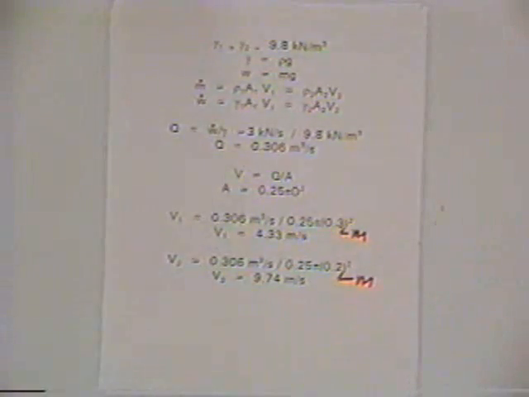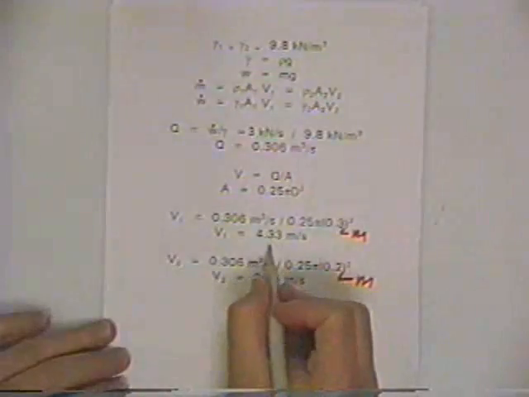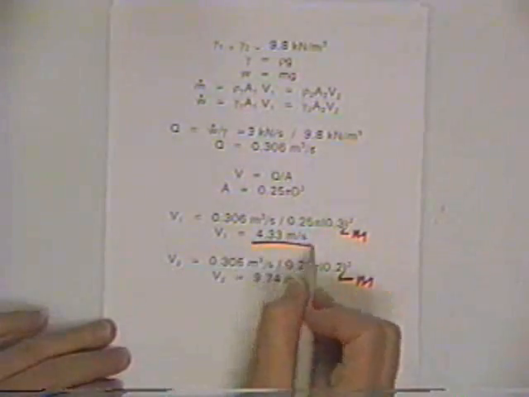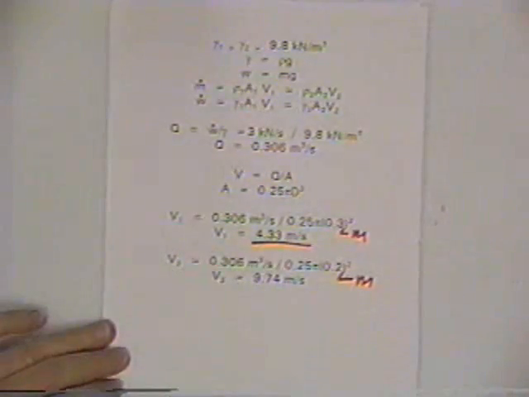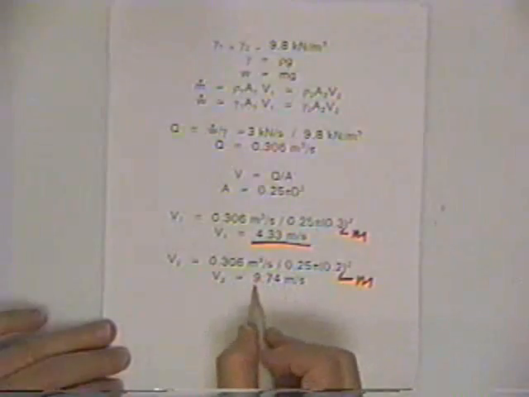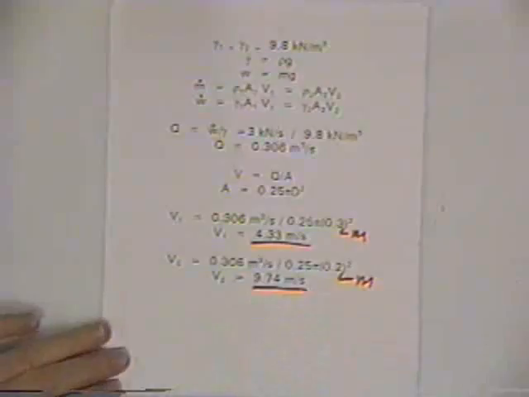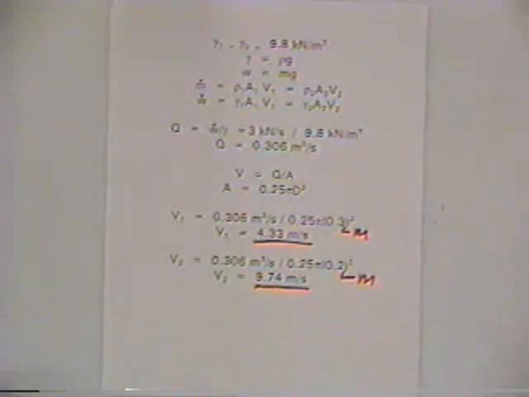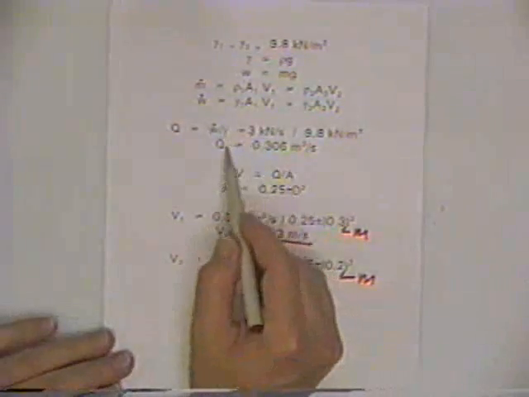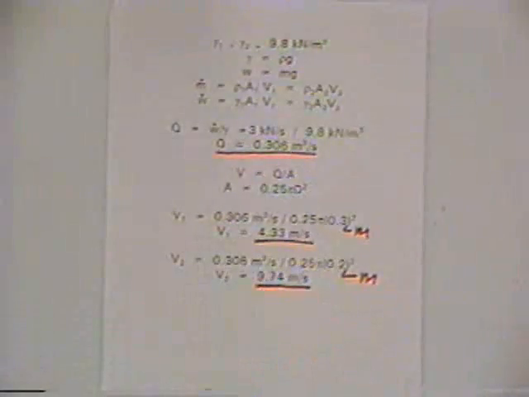And so we can substitute those in, and we'll get for the 0.3 meter pipe, a velocity of 4.33 meters per second. And for the other pipe, the smaller diameter pipe, we've got an increase in velocity up to 9.74 meters per second. And so those two numbers combined with our previously computed discharge answer the problem.